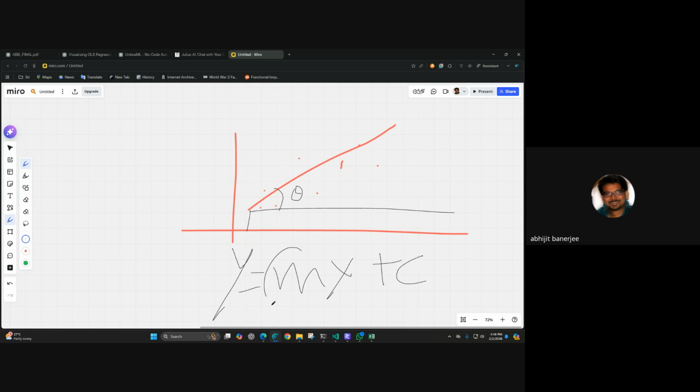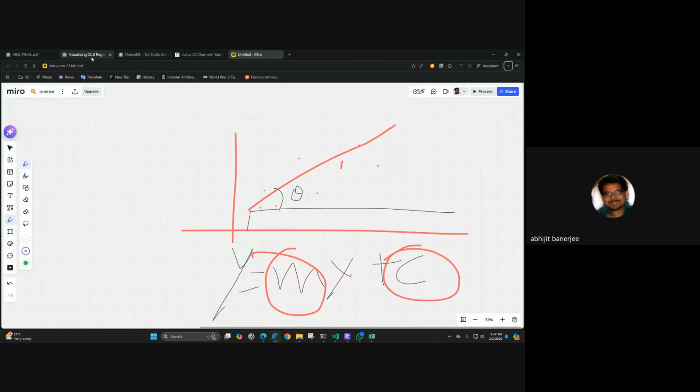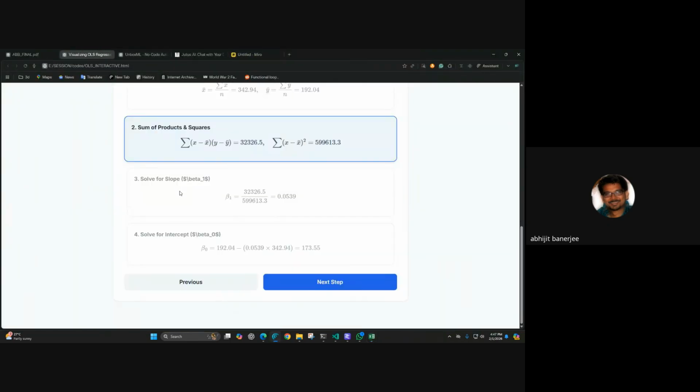We are solving for m, which is my slope. We are solving for c, which is my intercept. So right now, after all these equations, we need to solve for the slope. First thing is to solve for the slope. So slope or beta 1, for example, in our case is m. M is basically the sum 1 by sum 2.